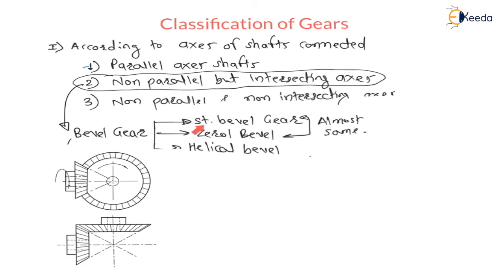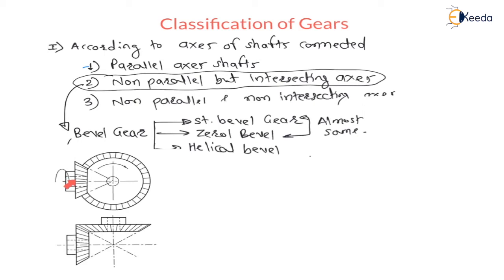Now in case of straight bevel gear and spiral bevel gear, the teeth are straight and parallel to the axis of rotation, like spur gear. And in case of helical bevel gear, the teeth are inclined to the axis of rotation, like helical gear. But in spur gear and helical gear, axes were parallel. But in case of bevel gear, axes are non-parallel and intersecting.